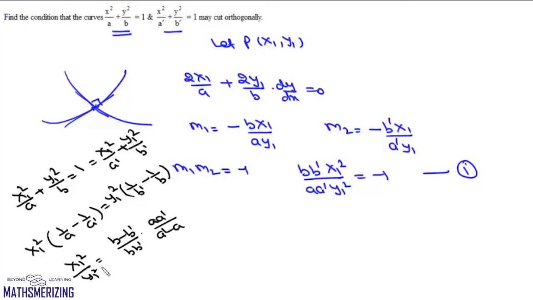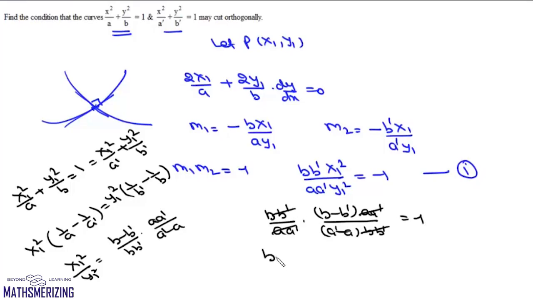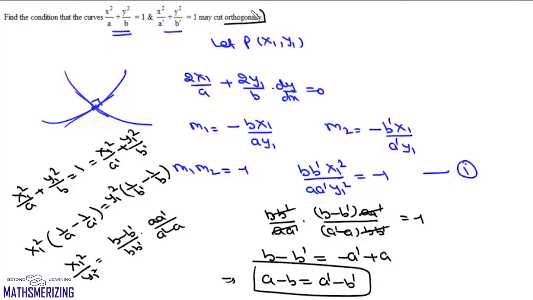Now we'll put the value of x1 square upon y1 square. So it will be b dash upon a dash, and this is (b minus b dash) into (a dash minus a) into b dash. Now these two will cancel, and this is equal to minus 1. So we can write b minus b dash equals minus a dash plus a. So the condition is a minus b is equal to a dash minus b dash. So these two curves will intersect orthogonally if a minus b is equal to a dash minus b dash.